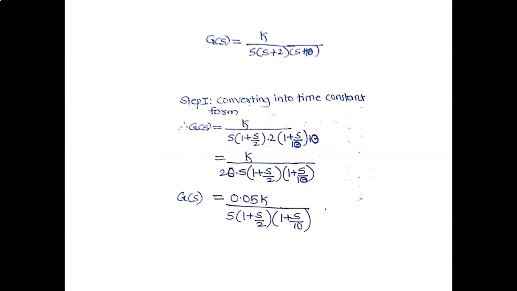G(s) is equal to K divided by s(s plus 2)(s plus 10). Step 1. Convert into time constant form.